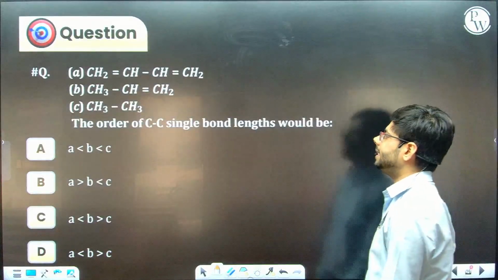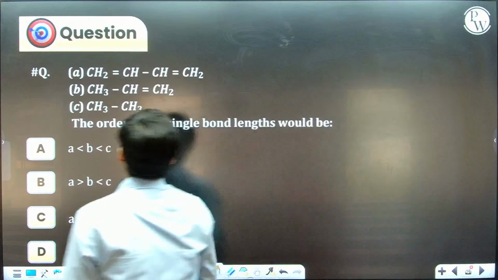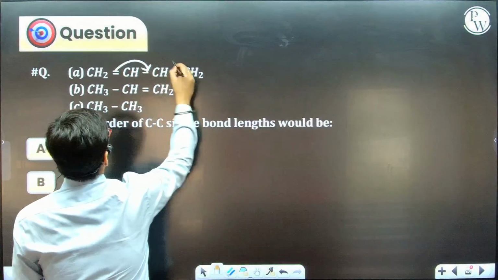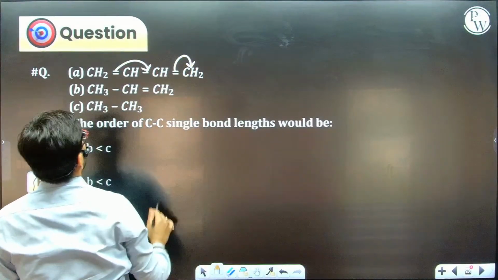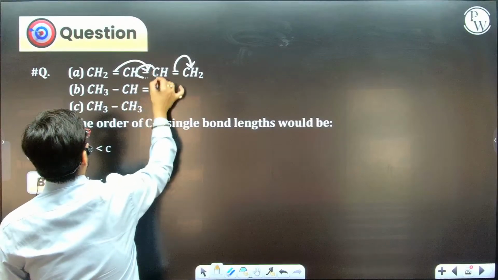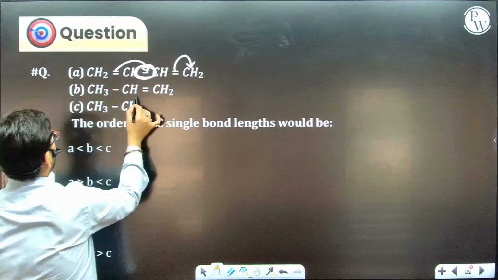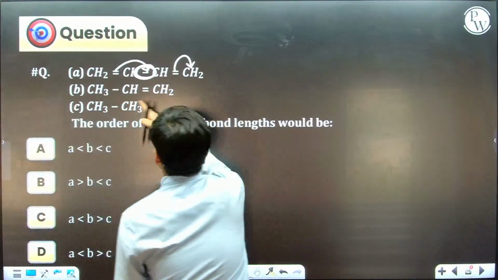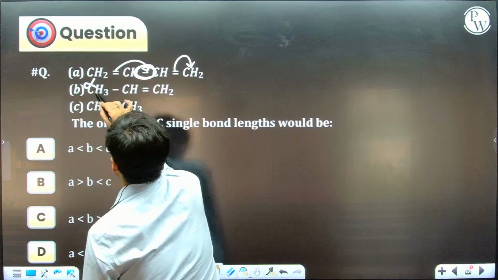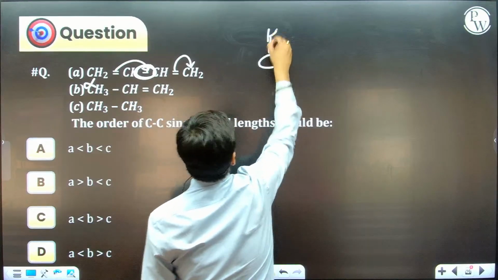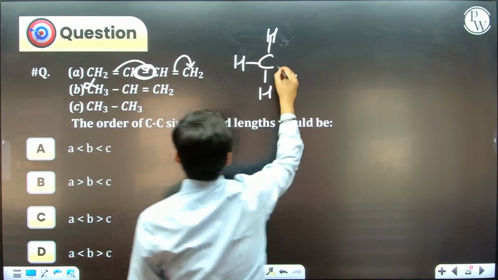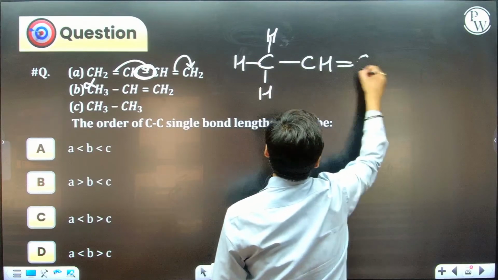The order of CC single bond lengths would be. Alright, now here we have resonance. Due to resonance, here we have double bond character. Here, if you see, there are 3 alpha hydrogens. If I look at B, these are the 3 alpha hydrogens. If I show CH3 in this manner, then it will be easier for you to figure out.